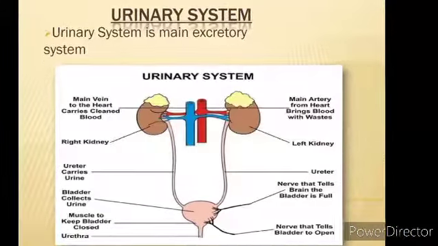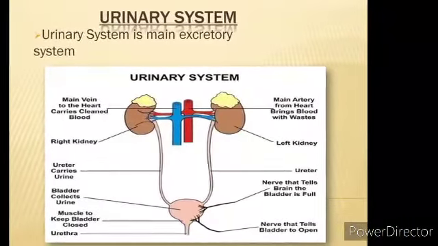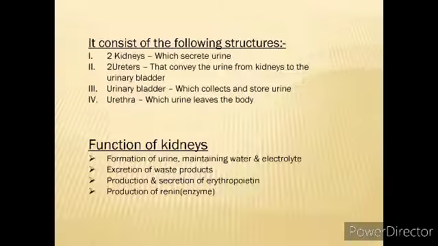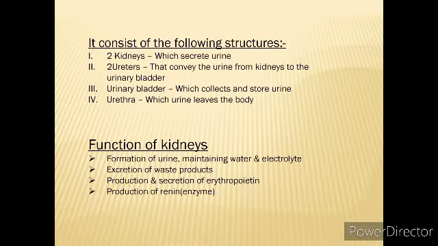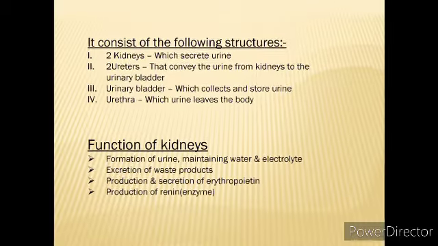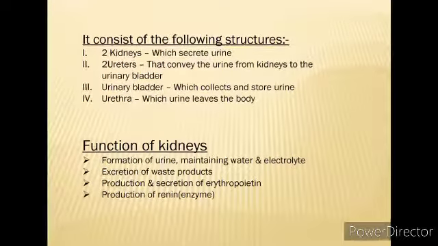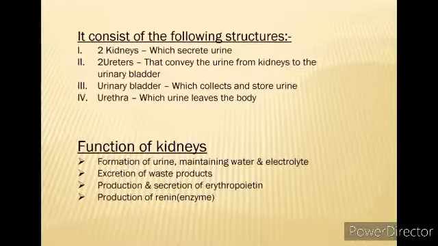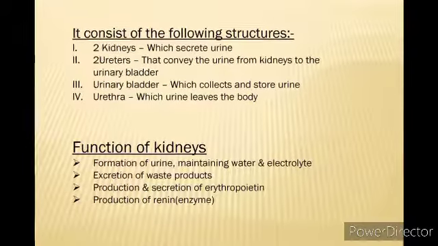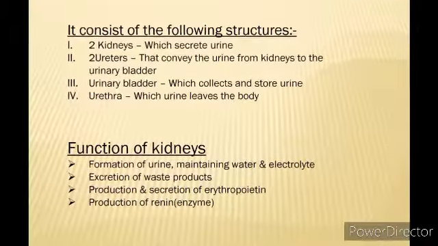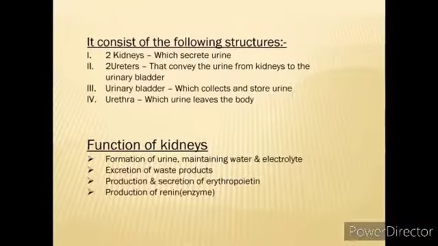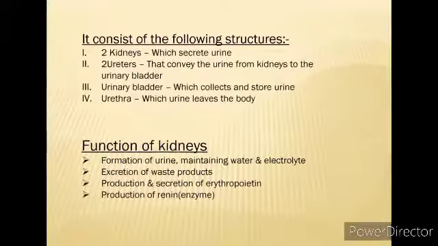Now it consists of the following structures. First of all, two kidneys which secrete urine, then two ureters that convey the urine from the kidney to the urinary bladder, and the urinary bladder which collects and stores urine, and finally the urethra through which urine leaves the body. So the urinary system plays a vital part in maintaining homeostasis of water and electrolytes within the body.